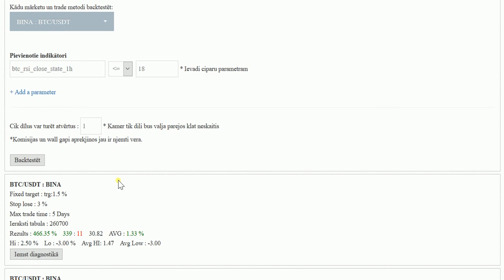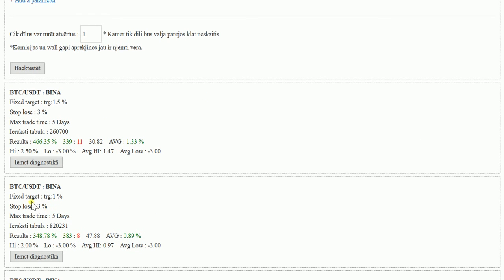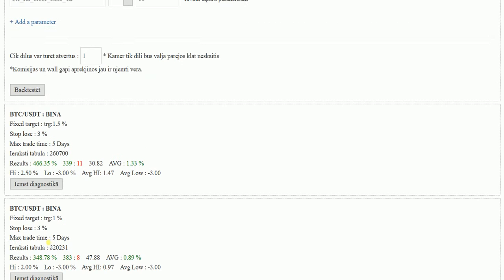Okay, so if the price is below 18, it recommends that we use a 1.5% target and 3% stop loss. And we have actually 466 trades, and with the target lower and the same stop loss, we have more positive trades, fewer negative trades, but less profit overall.